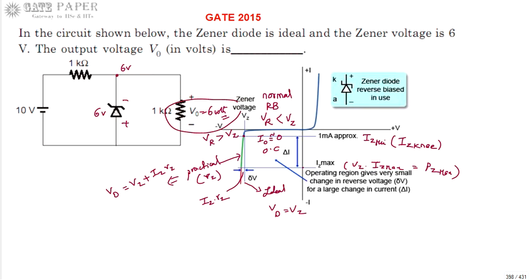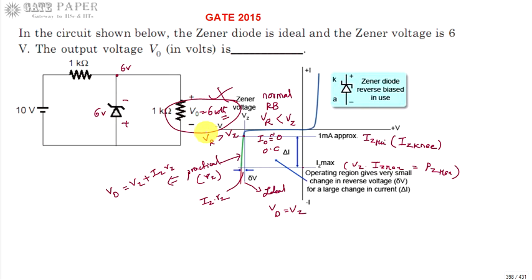So we may be under the impression that the answer is 6 volts, because the Zener diode needs only 6 volts to enter the breakdown region, and what we applied is 10 volts, which is much greater than 6 volts. But this is going to be a wrong answer. 6 volts is not the right answer.